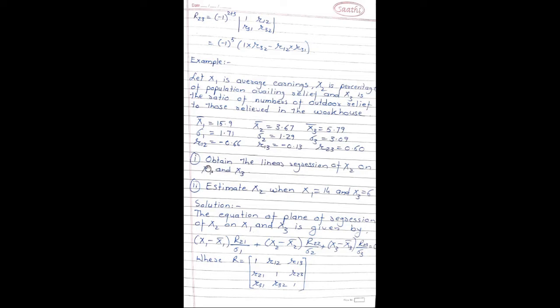First part of the problem: obtain the linear regression of x2 on x1 and x3. Second part of the problem: estimate x2 when x1 is equal to 14 and x3 is equal to 6.